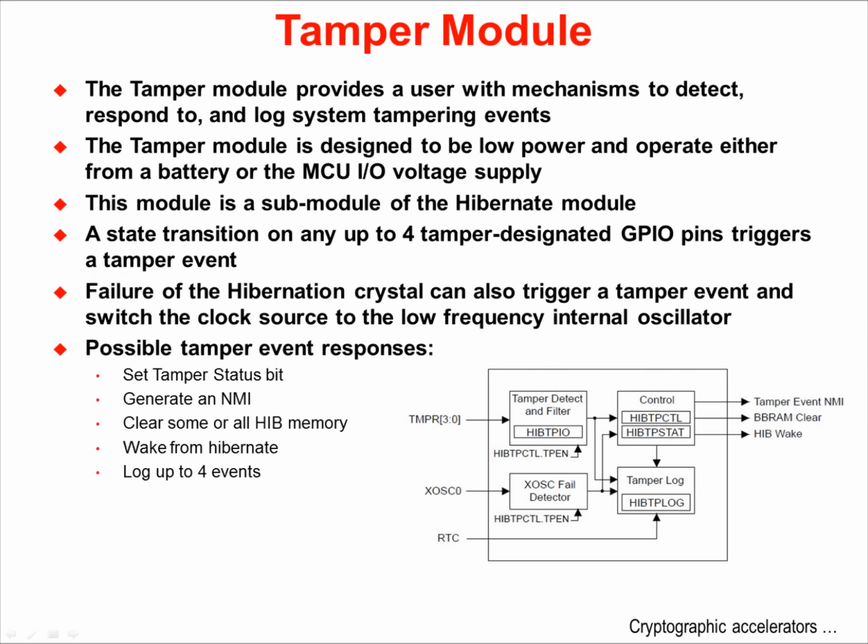The Tamper module provides the user with mechanisms to detect, respond to, and log physical tampering events to the system. The module is designed to be low power and operates either from the battery backup or from the microcontroller's voltage supply. This module is a sub-module of the Hibernate module. A state transition on any of up to 4 tamper-designated I/O pins triggers a tamper event. Failure of the Hibernation crystal can also trigger a tamper event and will switch the clock source to the low-frequency internal oscillator to assure that the module continues to operate.